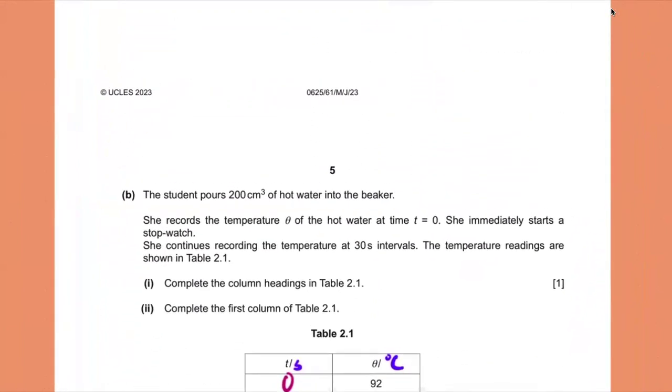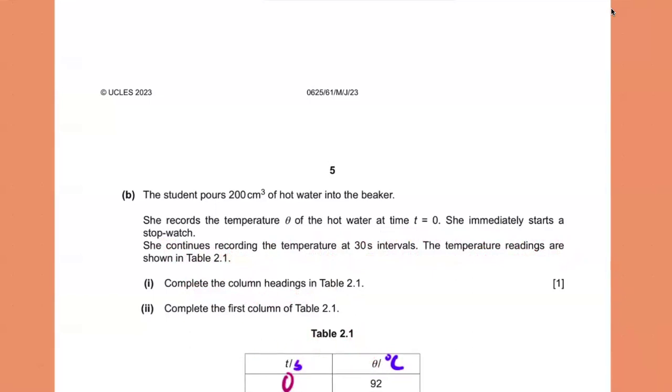Student pours 200 cm cube of hot water into the beaker. She records the temperature theta of the hot water at time t equals 0. She immediately starts a stopwatch. She continues recording the temperature at 30-second intervals. Temperature readings are shown. Complete the column headings. So time would obviously be in seconds. Theta would be in degrees Celsius.